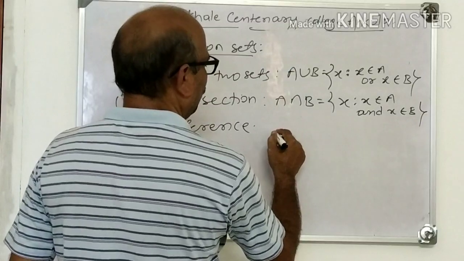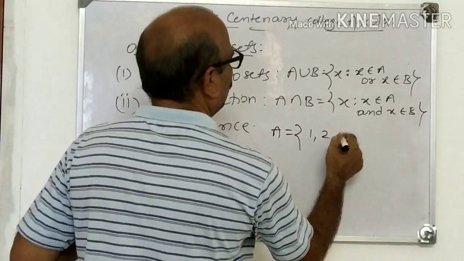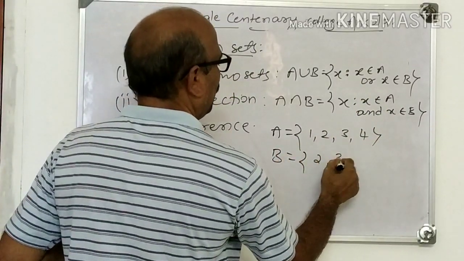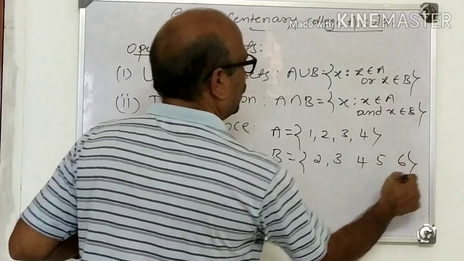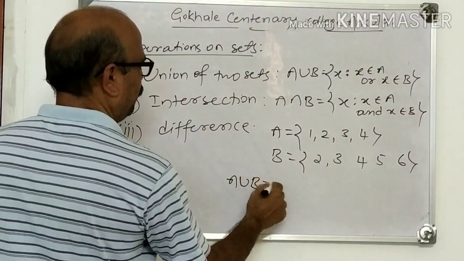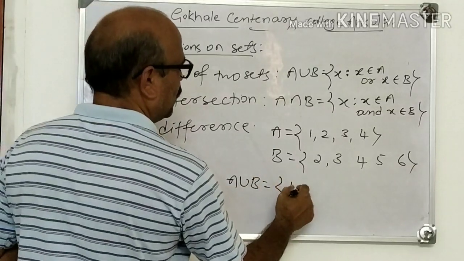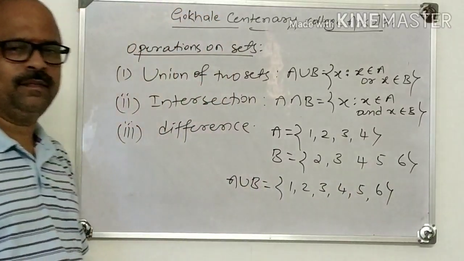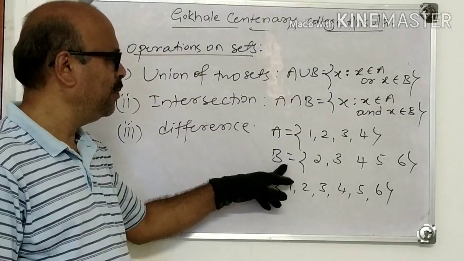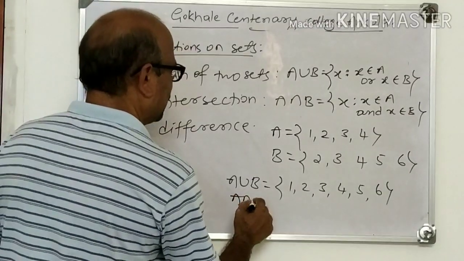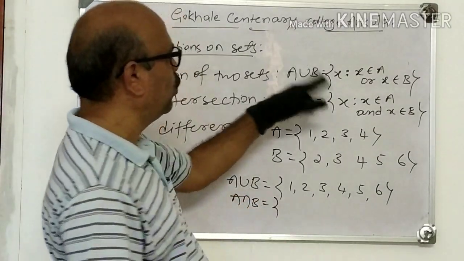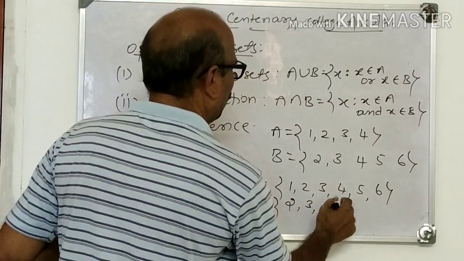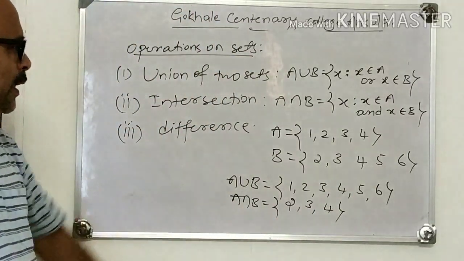I give one example here. Suppose A is 1, 2, 3, 4. Some set I have taken. B is 2, 3, 4, 5, 6. Then what is A union B? A union B is 1, 2, 3, 4, 5, 6. This is union. Belongs to A or B. And A intersection B is belongs to both A and B. What is that? 2, 3, 4. This is intersection. Union, intersection.